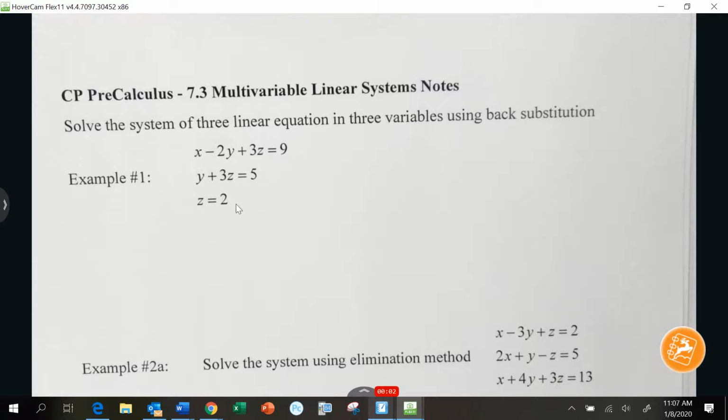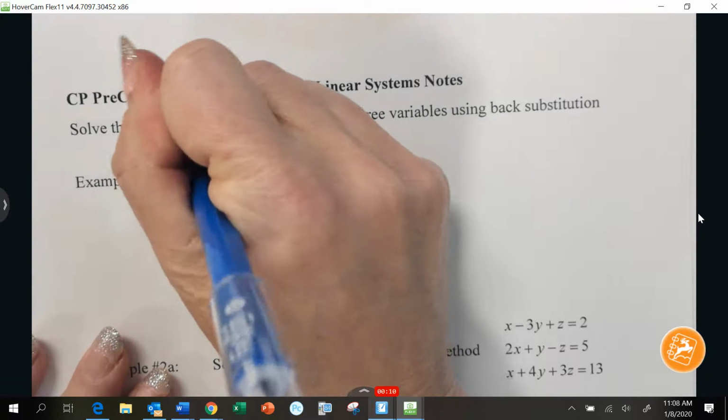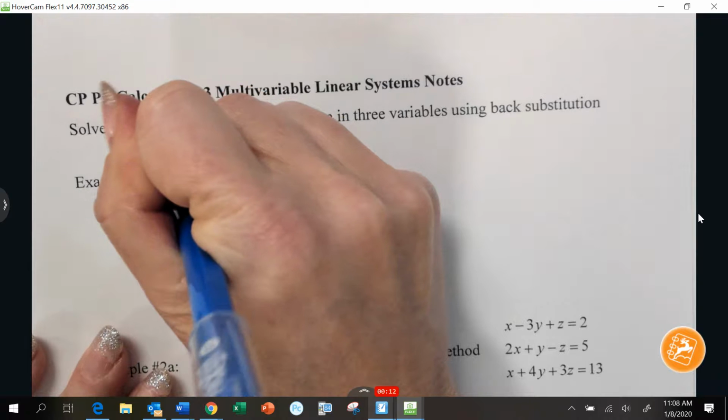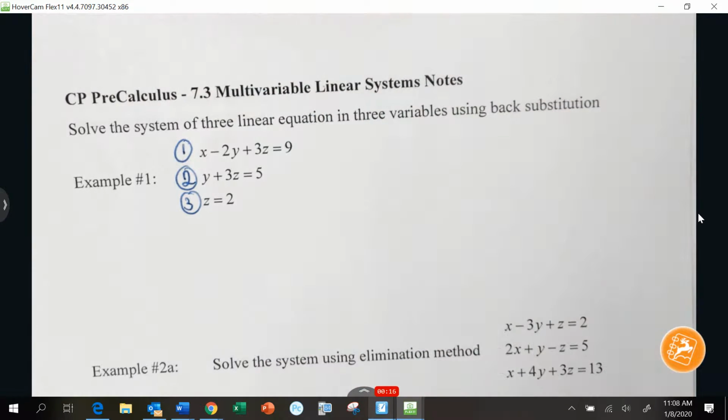How many variables do we have? Okay. And how many equations do we have? So we can solve it. I organize. Let's start with equation 1, equation 2, and equation 3.